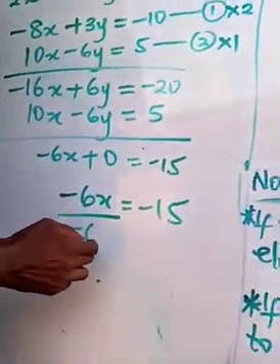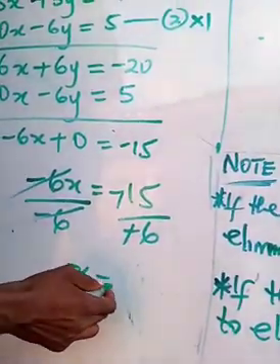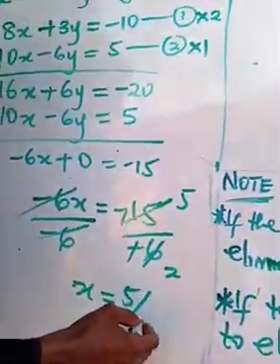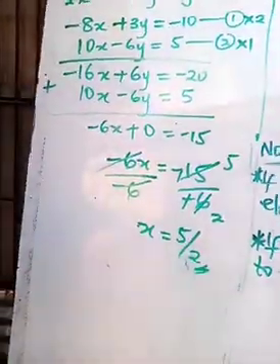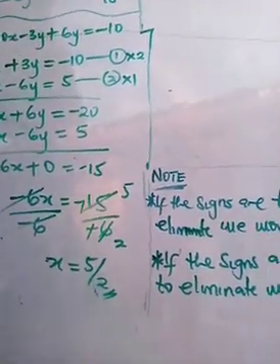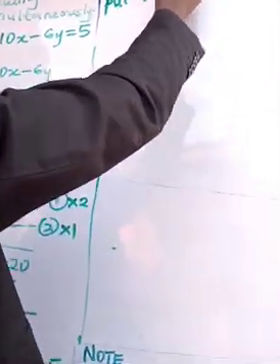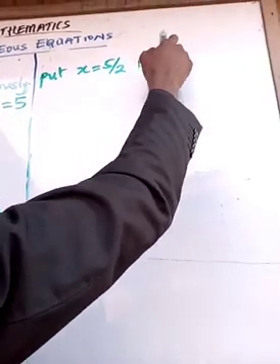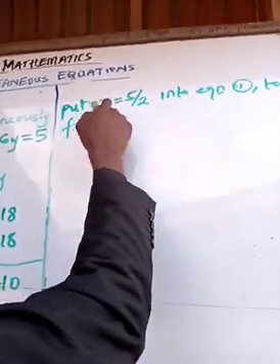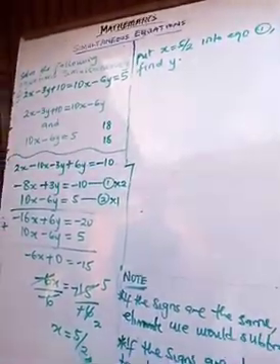So if you divide both sides by minus 6, this cancels this. 3 can go in 6 2 times. 3 can go in 15 5 times. So x is 5 over 2. So we found x. Now the next thing is to look for y. So we can put the value of x into any of the equations. So we can say put x equals to 5 over 2 into, let's say, equation 1, to find y.